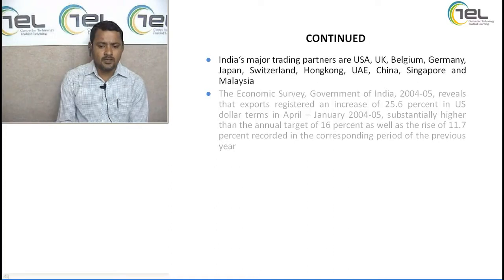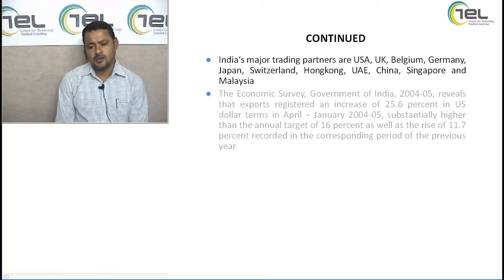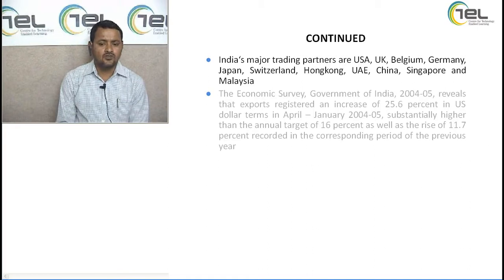India's major trading partners in these 10 years were the United States, United Kingdom, Belgium, Germany, Japan, Switzerland, Hong Kong, United Arab Emirates, China, Singapore and Malaysia. You'll find it surprising that Pakistan was not one of the largest trading partners with India.